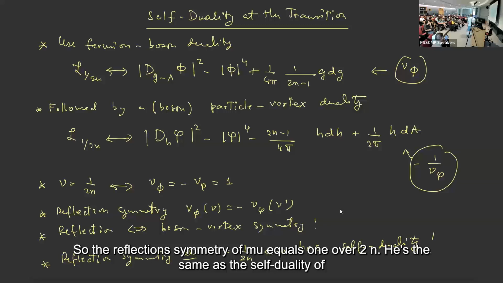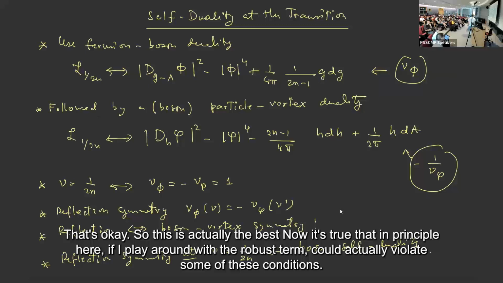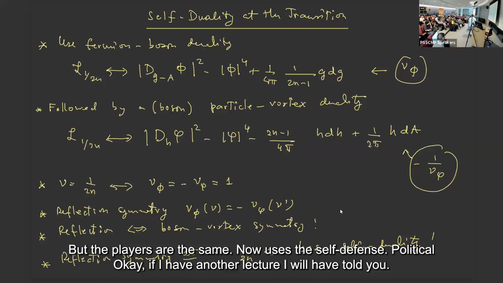Okay. So this is actually the best. Now it's true that in principle, if I play around with the mass term, I could violate some of these conditions. But if I assume that the mass terms are the same, then the self-duality of the boson is what explains the particle. Yes, I'm going to wrap up.